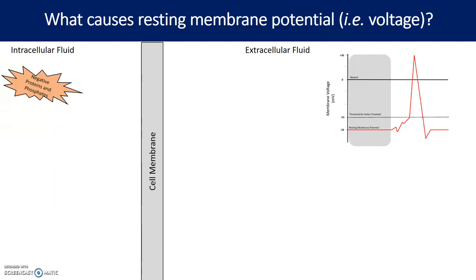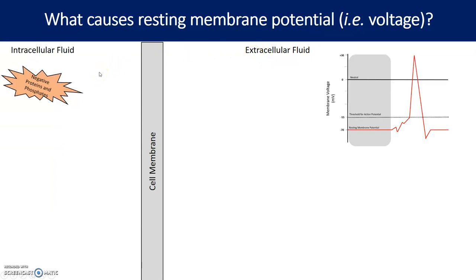And I'm going to give you a little bit of an illustration to show you how this happens. We're going to walk step by step through this action potential diagram and tell you what's going on inside and outside of the membrane. So this gray bar right here represents the cell membrane. And on the left side, this would be the intracellular fluid. On the outside would be the extracellular fluid.